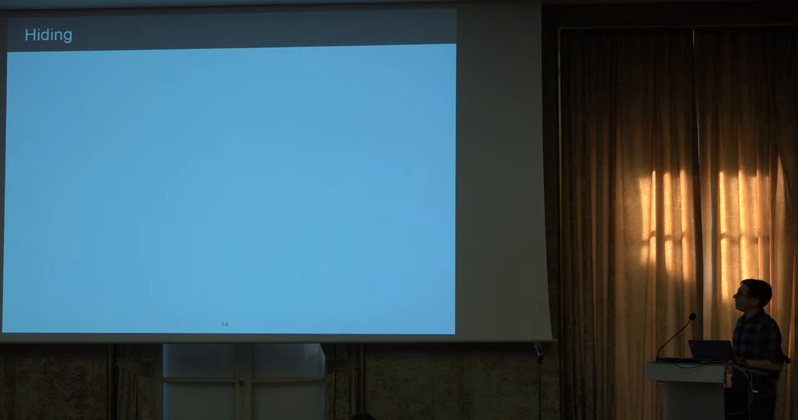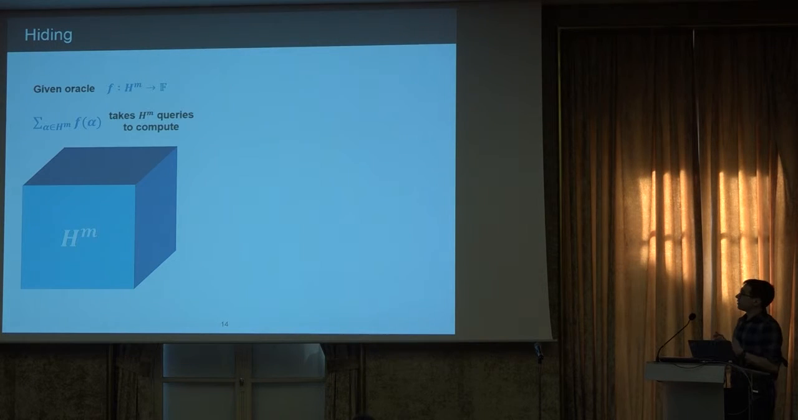Okay, so that's binding. How do we show hiding? Well, given an oracle, which is just a standard oracle without any low degree stuff, it's clear that this scheme would be hiding, right? Because if I set h to be 2 and m to be linear, then I end up with something that's exponentially large, and I can't possibly make that many queries in order to learn the sum over this hypercube. So computing this summation takes h to the m queries to my oracle.